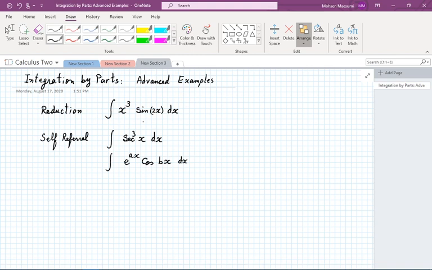Another example that is a bit more advanced than the usual one are the so-called self-referral problems. Self-referral means the following. You start with an integration problem. You apply integration by parts. You go through several steps, and at some stage an integral appears that's just like what you had at the very beginning. So if you collect them to one side, at that point you can actually find the integral.